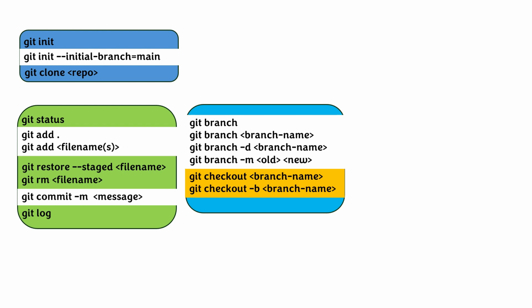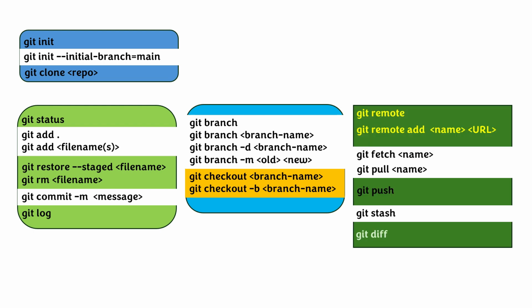And if we want to delete a branch, we could use git branch -d. And if we want to rename a branch, we could use git branch -m and then the old name, followed by the new name of the branch. The last bunch of commands are for sharing and updating projects.